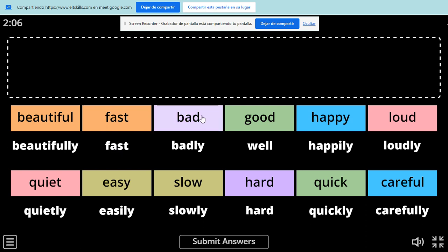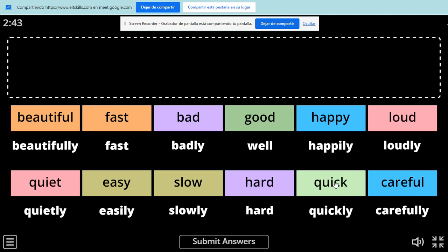Yes. But. Malo, ¿no? Badly. Terriblemente o malamente o si no. Ya, happy ya vimos. Slow. En Spanish, lento. Y slowly, lentamente. Quiet, ya vimos silencioso, silenciosamente. Easy. Fácilmente. Easily, ¿no?